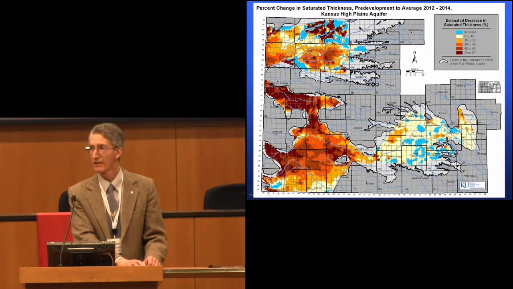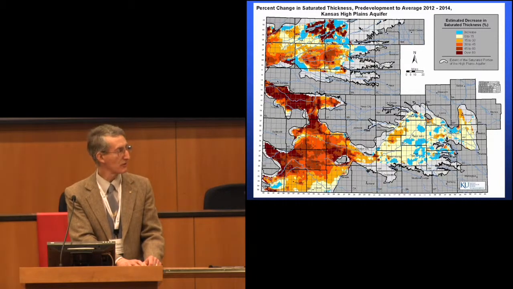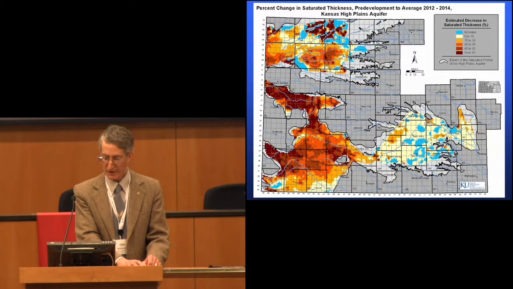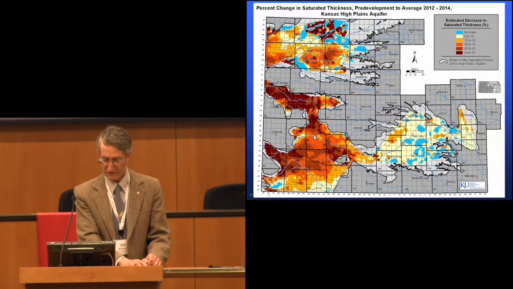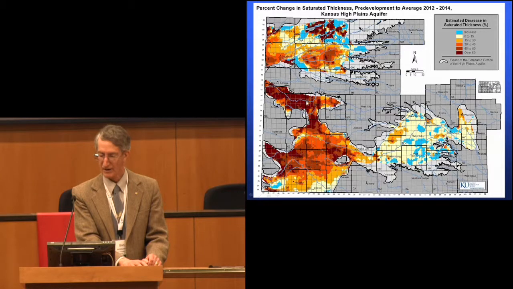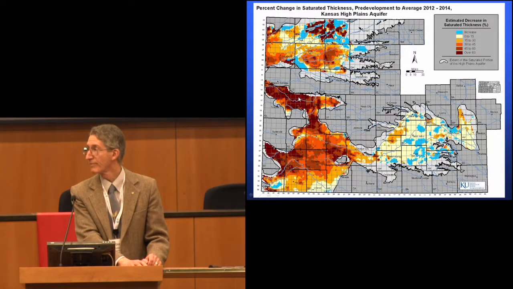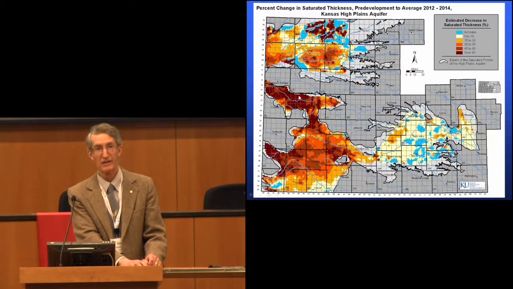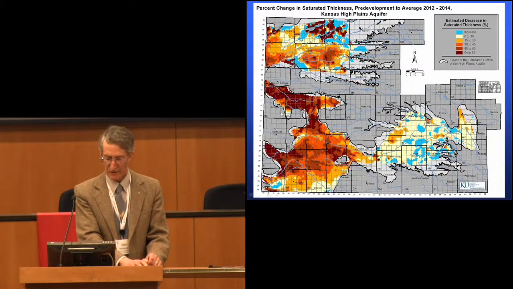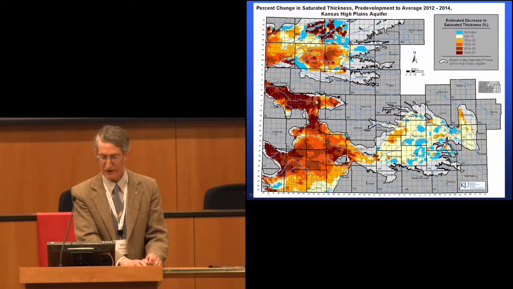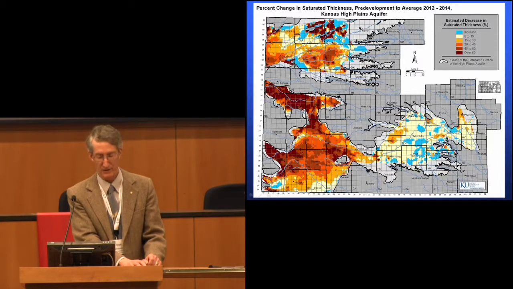So another way of looking then at the change from pre-development time, before irrigation really got started, and the present time, using an average of 3 years, is to look at the percent change in saturated thickness, and that's what's shown here. And you'll see we have some of these areas here that are dark, where over 60% of the saturated thickness is now gone. So they've mined over 60% of the aquifer in those areas. And generally where those are shown, the aquifer originally had a smaller saturated thickness.